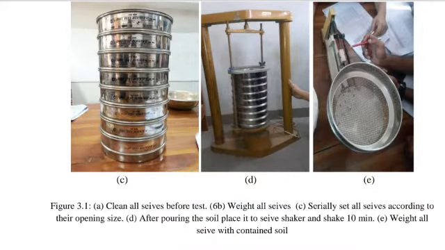Figure 3.1. A. Clean all sieves before test. B. Weigh all sieves. C. Serially set all sieves according to their opening size. D. After pouring the soil, place it in the sieve shaker and shake 10 minutes. E. Weigh all sieves with contained soil.